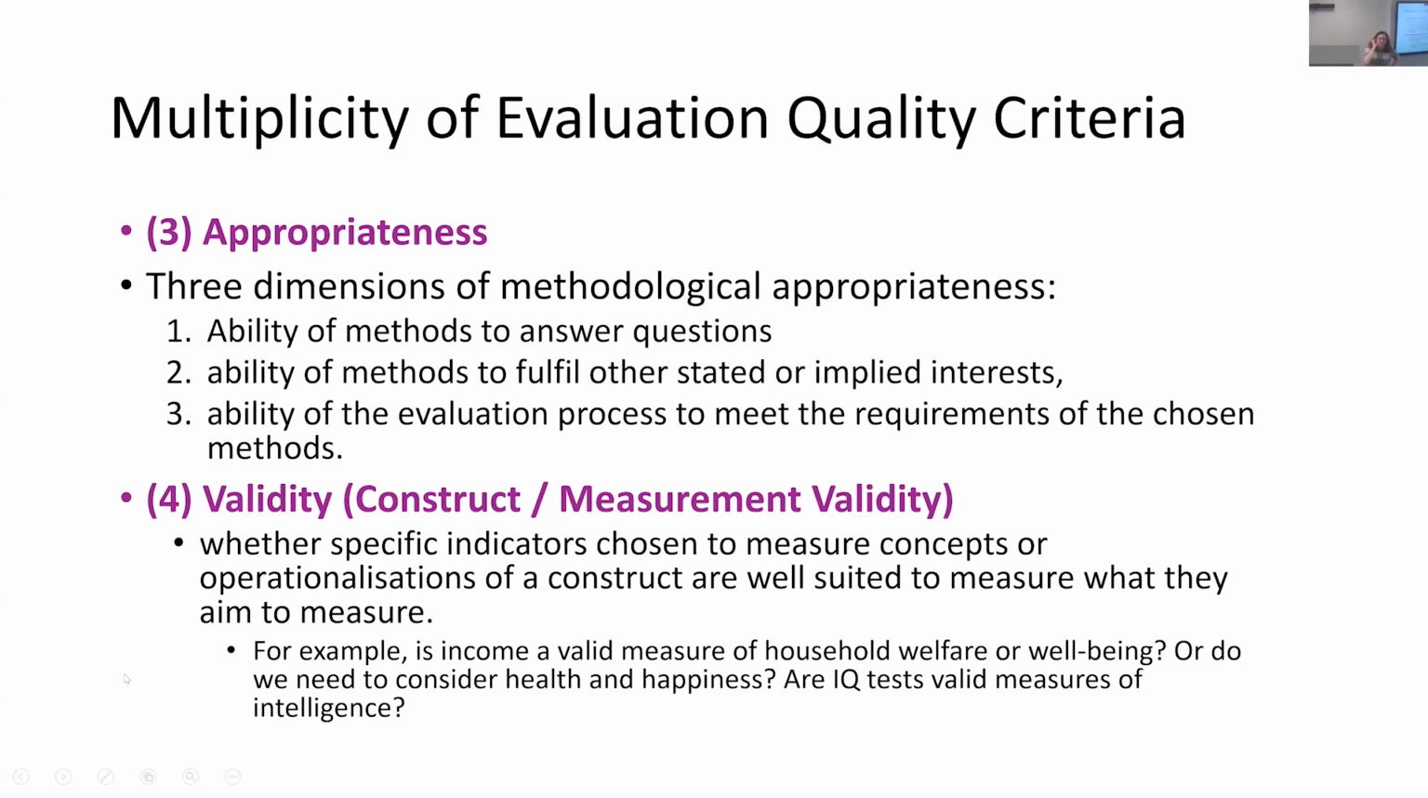So appropriateness, we'll have a separate discussion on appropriateness and selecting appropriate options. So I'm just going to go on through validity, by which I mean construct validity or measurement validity, which is the idea of, for example, indicators or measurements of concepts, whether they are well suited to measure what they aim to measure, independently of other features and properties of these measurements and indicators.